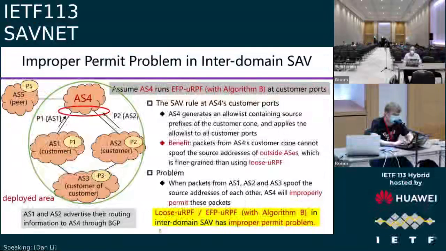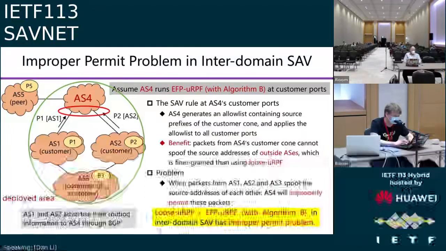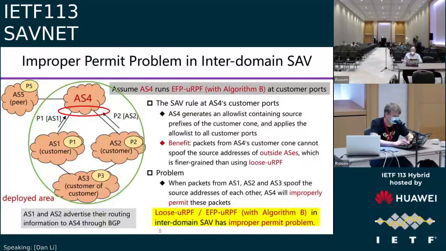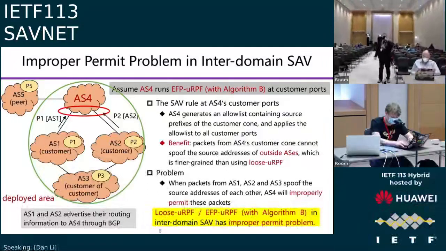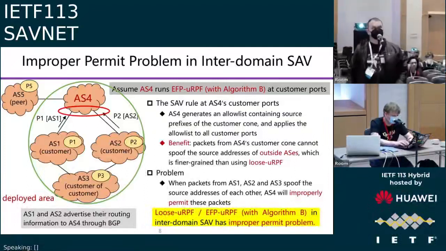Okay, for the interdomain case, yeah, we just discussed the customer ports because in current practice for the peering ports and provider ports, they just suggest using loose URPF, and even in RFC 8704, they just made some improvement on the SAV mechanisms on the customer ports. For peering ports and provider ports, this RFC actually also suggests using loose URPF, because strict URPF will lead to a lot of improper permit problems. So we do not discuss these problems in detail. Thank you. Okay, thank you.